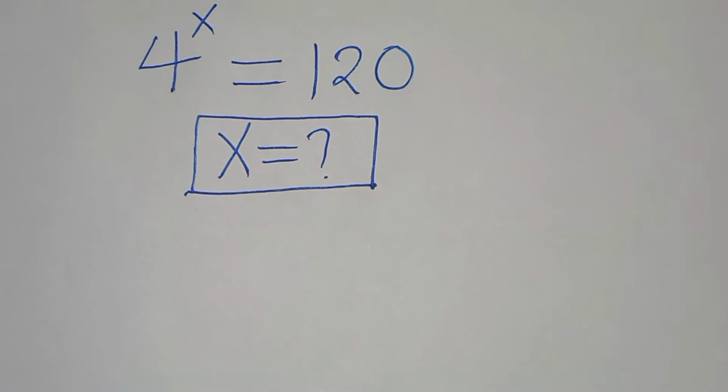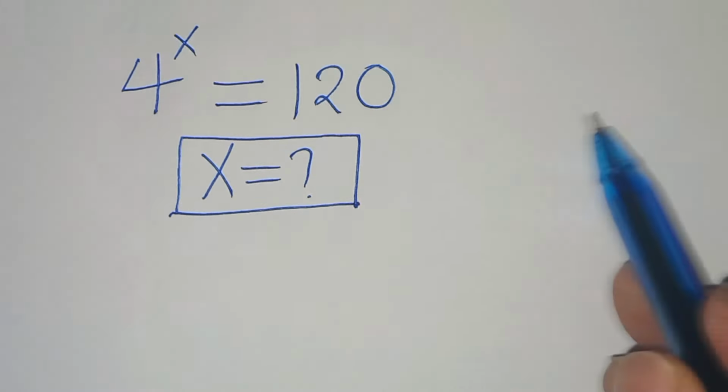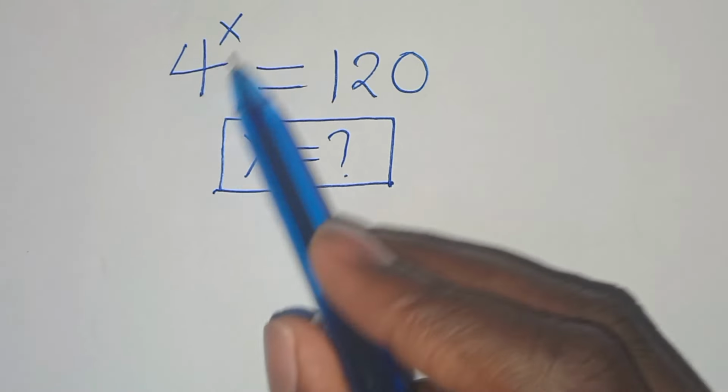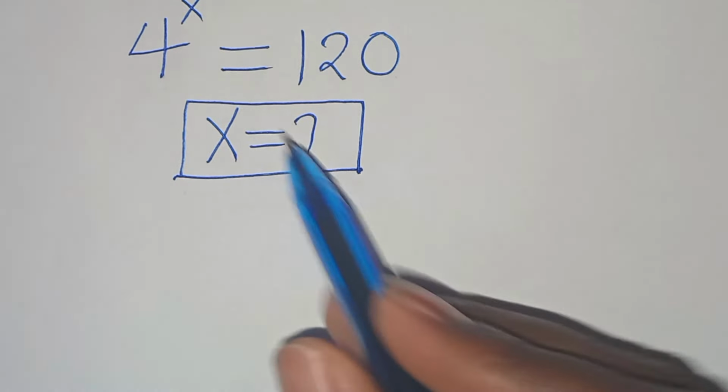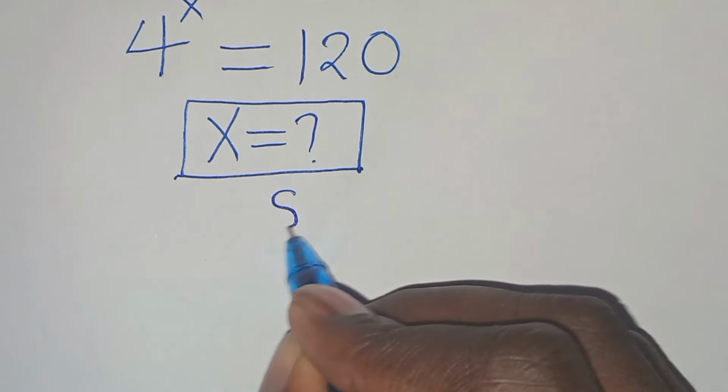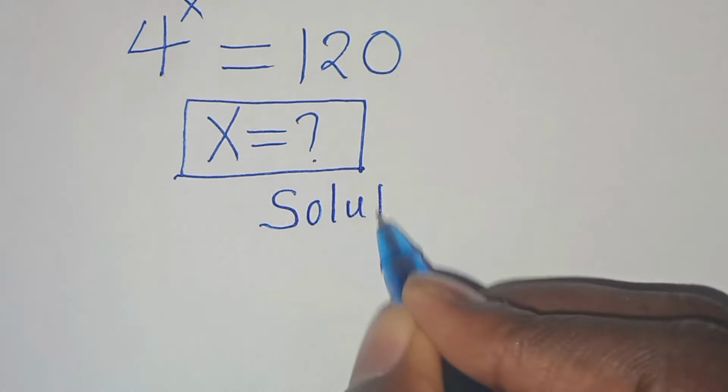Hello everyone, you're welcome to solve this nice exponential equation, which is 4 to the power of x equal to 120. So what is the value of x? Now let's provide a solution from here.